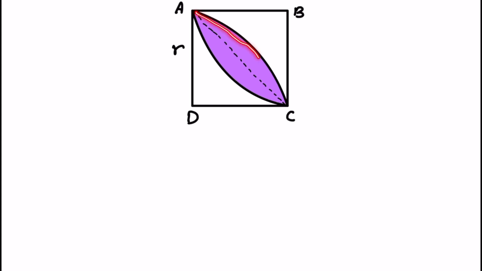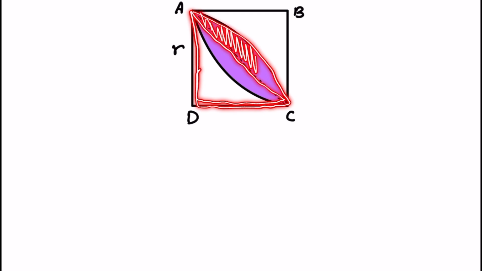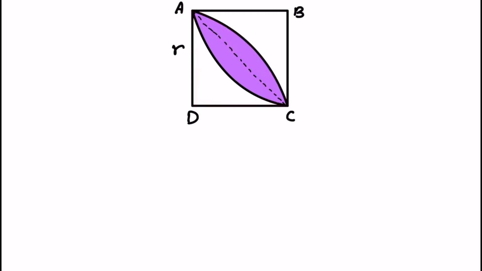The first part is the upper part that you see here, and the second part is the lower part that you see here. In order to obtain the area of the upper part, I'm going to use the area of this quarter circle that you see here and the area of this right triangle. If I subtract the area of the right triangle from the area of this quarter circle, the remaining part will be the area of the upper part that I discussed.